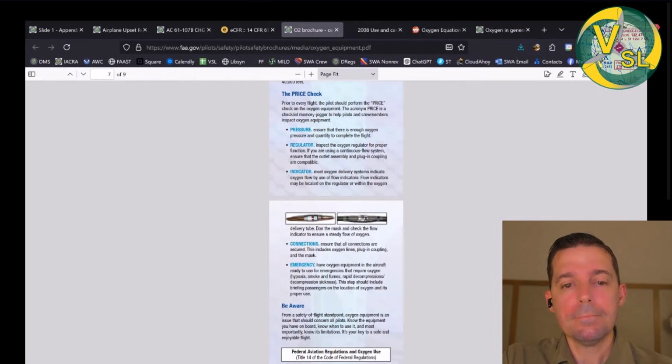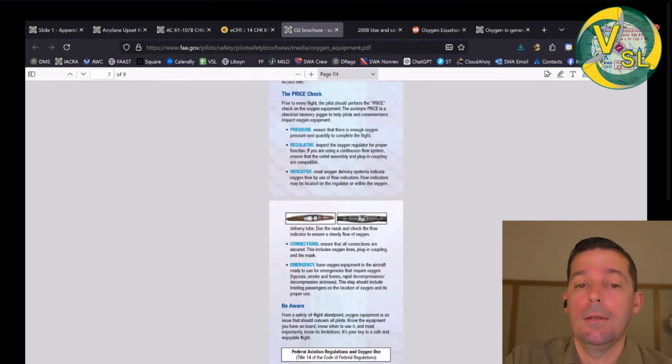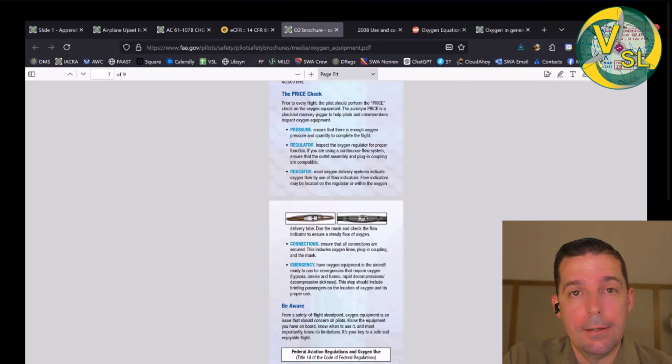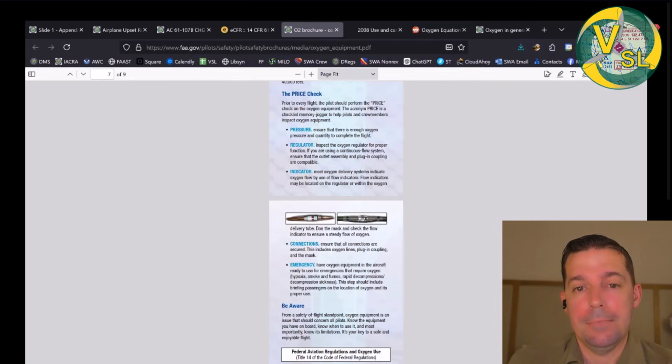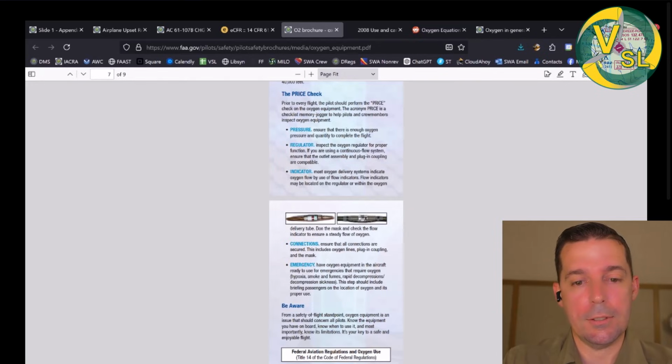All right, next we have our connections. Make sure that all your connections are secure and that you don't have any leaks in the line, right? This could be a flight planning problem, right? If you have a leak in the line and you think you're doing 0.5 liters per minute and there's a leak just blowing air out of the hose prior to getting to your face, now you're using more oxygen than you thought you were. You may not have enough to do the flight. Or it may not be getting to the actual nose cannula. It may be leaking out through one of those connections.